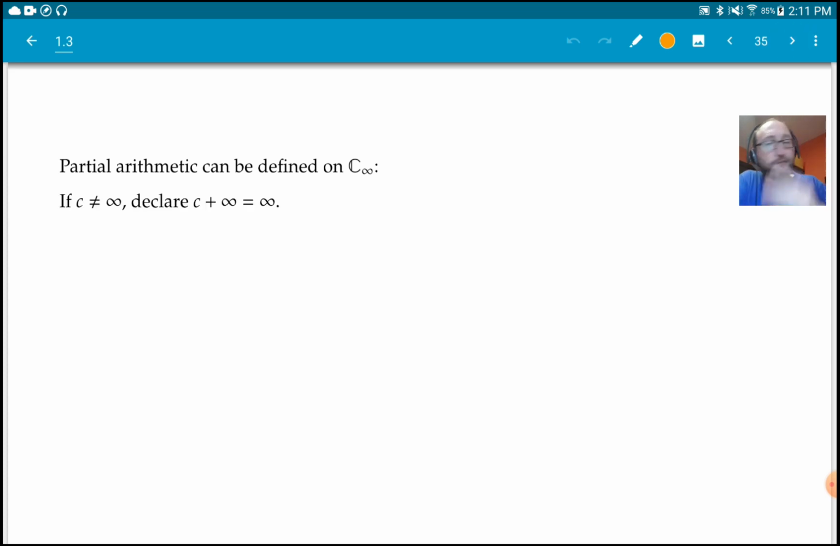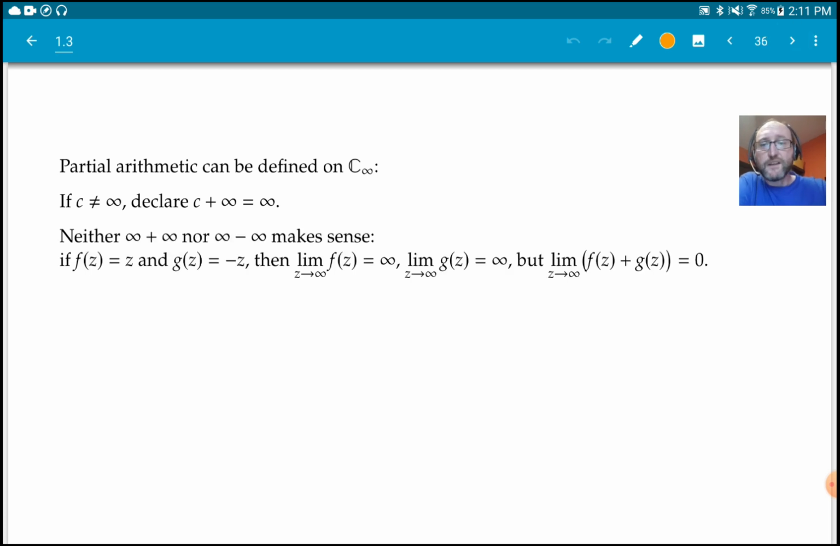So, for example, if we have some c, which is not infinity, some complex number, we'll say c plus infinity is infinity, because if I have some constant plus some function that goes to infinity, that expression will also go to infinity always, no matter what that function is, right? Now, on the other hand, infinity plus infinity or infinity minus infinity, that doesn't make sense, right? This is different from the extended reals, where the subtraction didn't make sense, but I could for example add. But that doesn't make sense here.